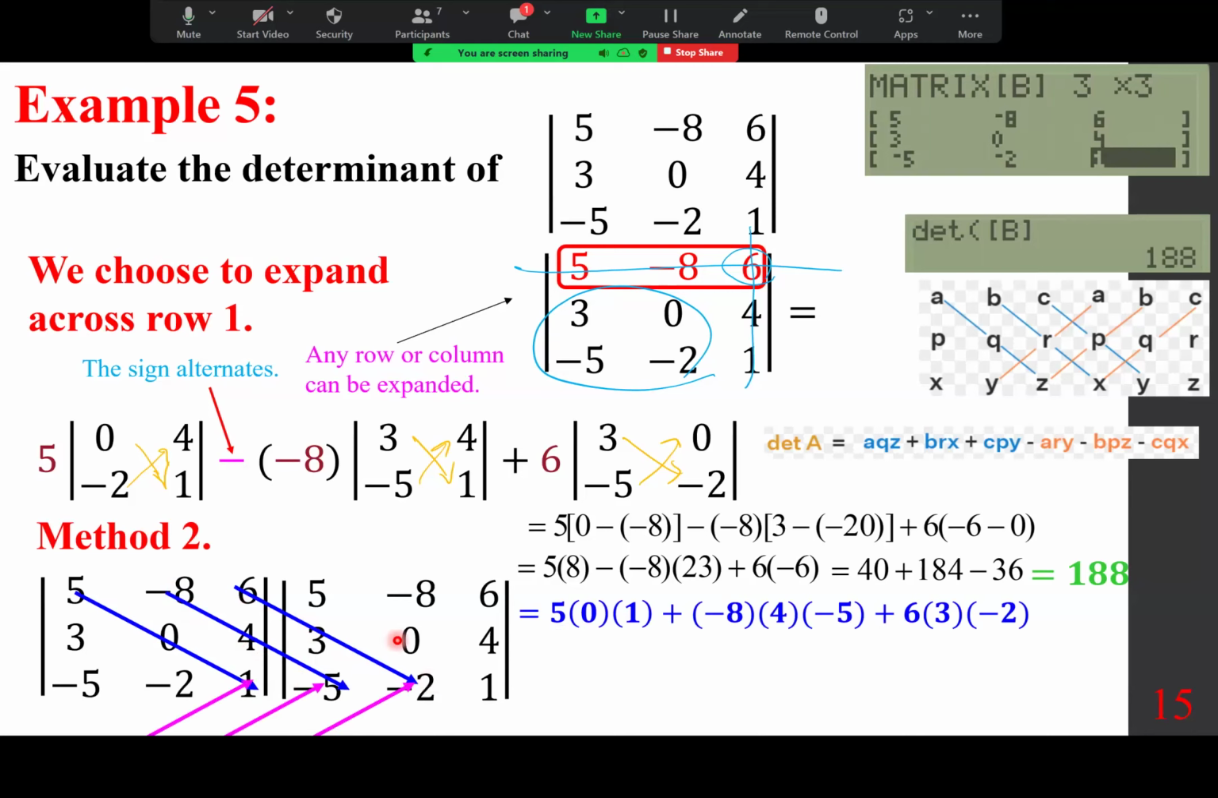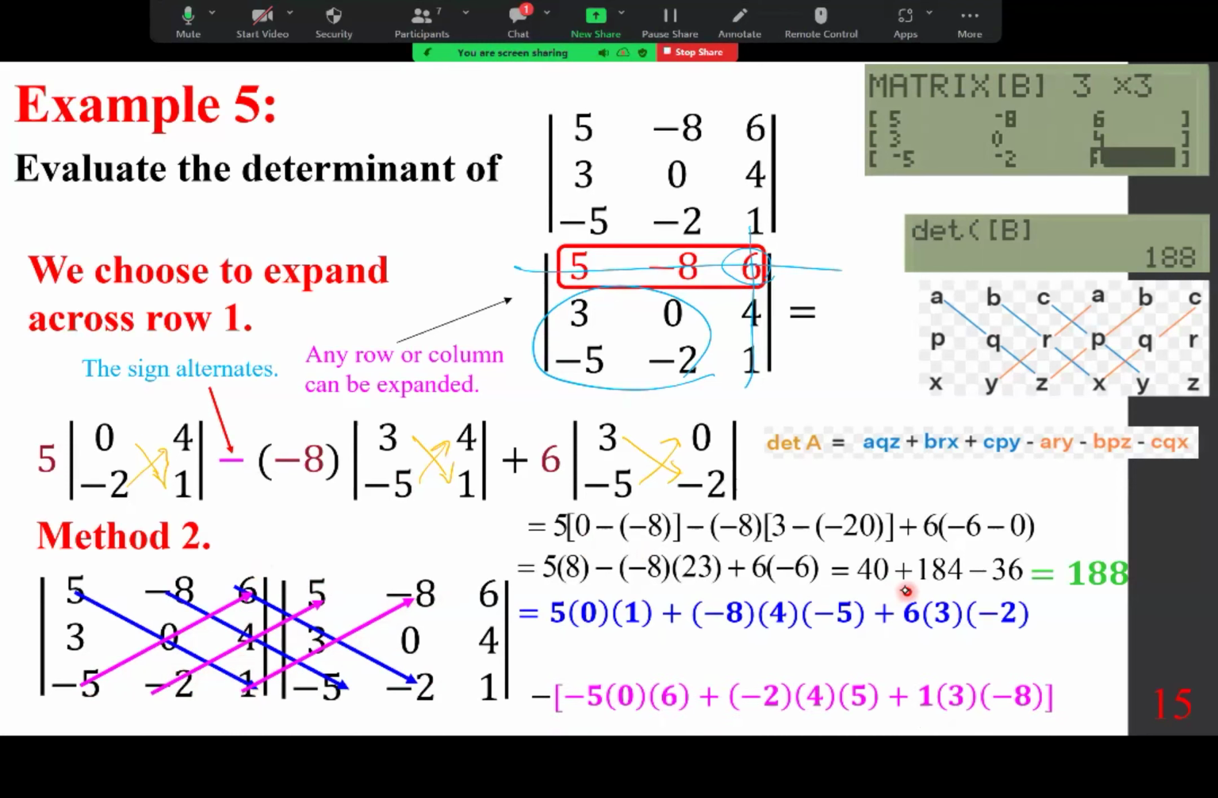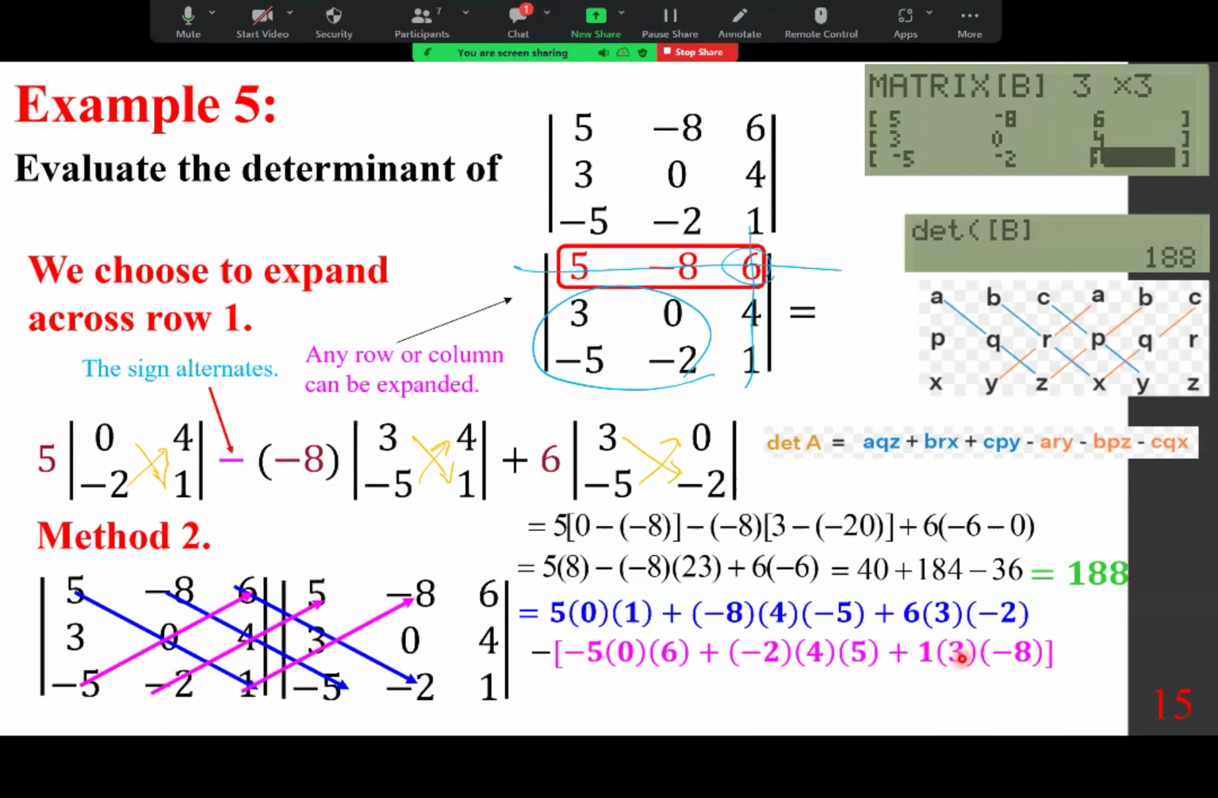Minus, now we go diagonally the other way, we add them up and subtract from this. So this would be -5 times 0 times 6 plus negative 2 times 4 times 5, plus 1 times 3 times negative 8. And we add all of them and subtract from the blue ones, minus those.